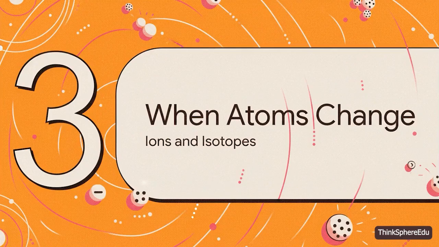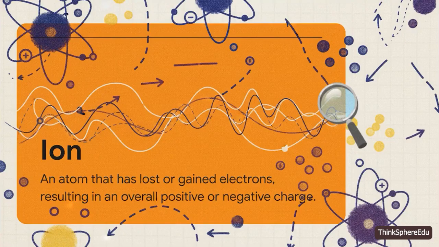All right, so that's what a perfectly balanced neutral atom looks like. But what happens when that perfect balance gets all messed up? That brings us to part 3, where we're going to meet ions and isotopes. First up, let's talk about the ion.